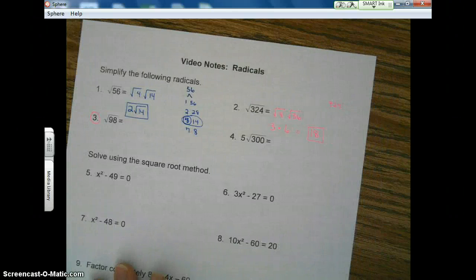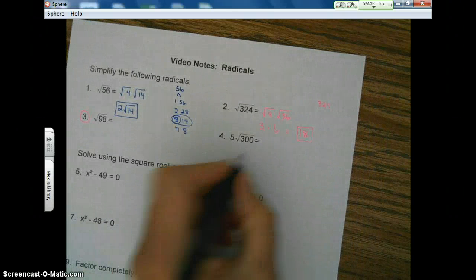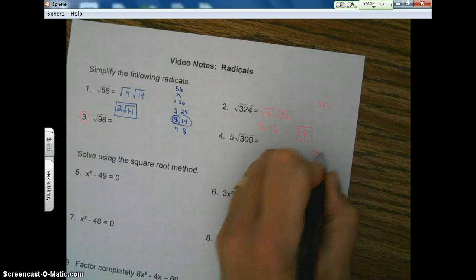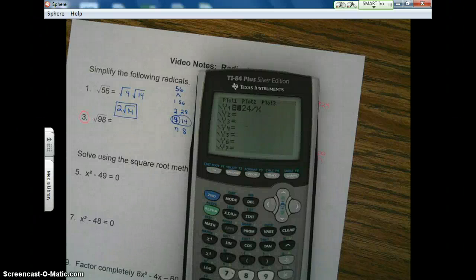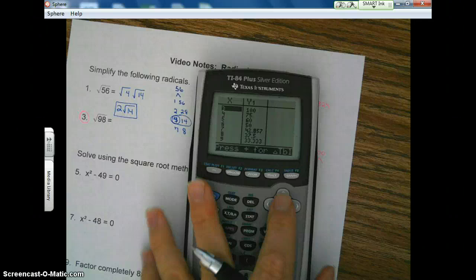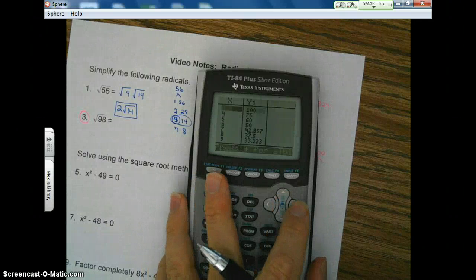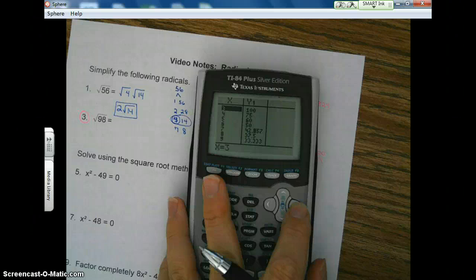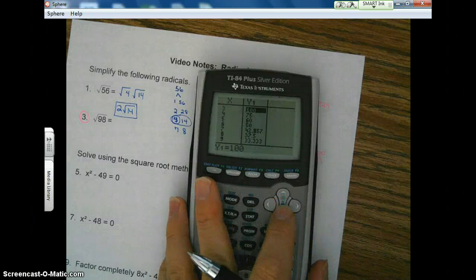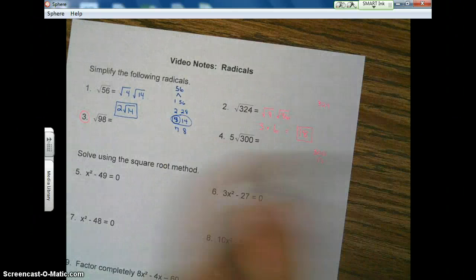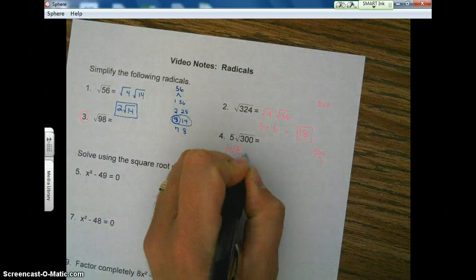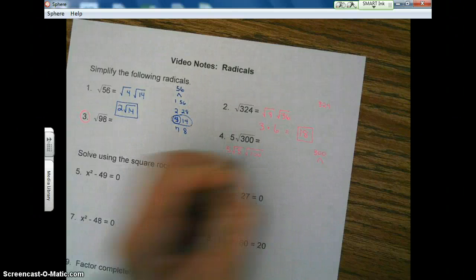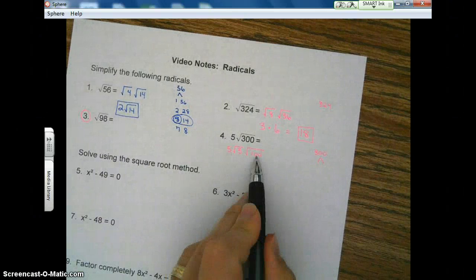Let's go ahead and do number 4 together. Let's go ahead and break 300 down. I'm going to go ahead and use my calculator again. So 300 divided by x. Go to your table. Oh, look at there, 3 times 100. Man, I should have thought of that. 100 is a perfect square. 3 times 100. So we're going to have 5 times the square root of 3 times the square root of 100. 3 times 100 is 300.